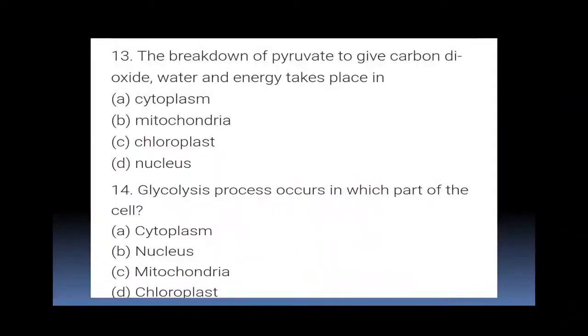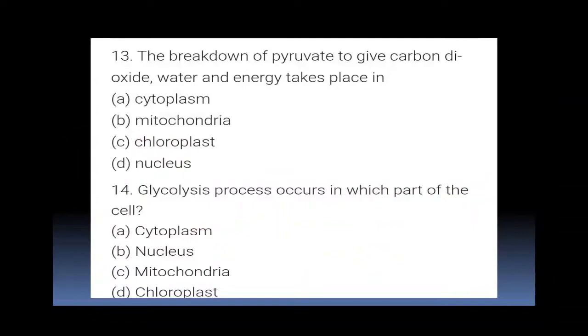Now, the breakdown of pyruvate to give carbon dioxide, water, and energy takes place in mitochondria, because it is a mode of respiration that requires oxygen. So it is aerobic respiration, which occurs in two steps: one in the cytoplasm and another in mitochondria. The breakdown of glucose to pyruvate occurs in the cytoplasm, and then further breakdown of pyruvate to give carbon dioxide, water, and energy takes place in mitochondria. So the answer is B, that is mitochondria.